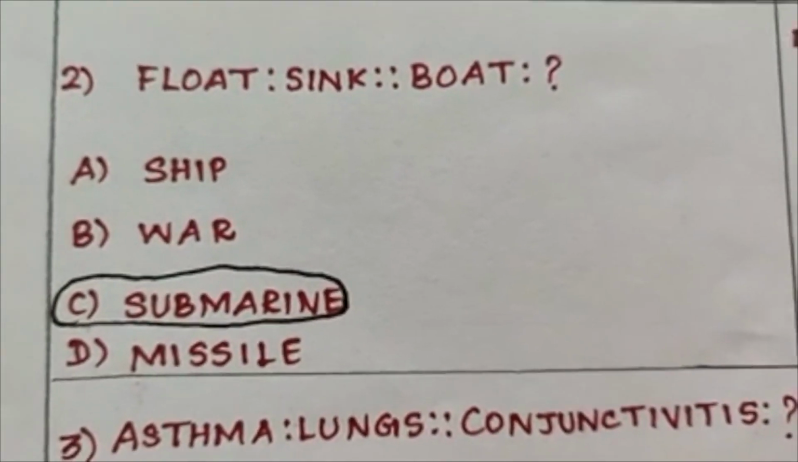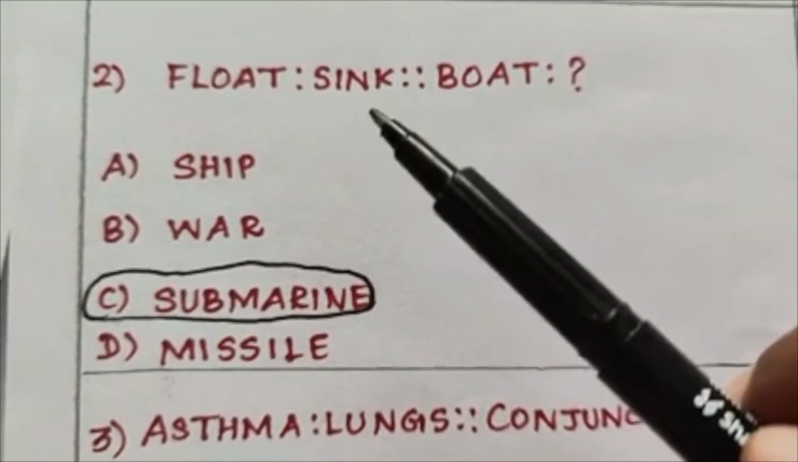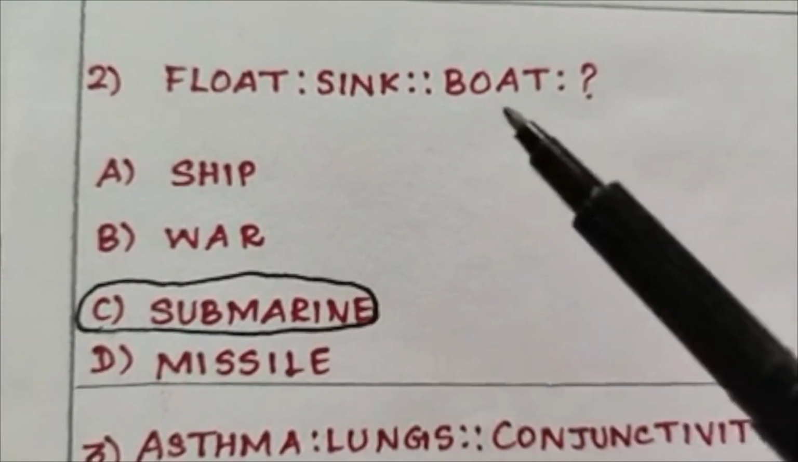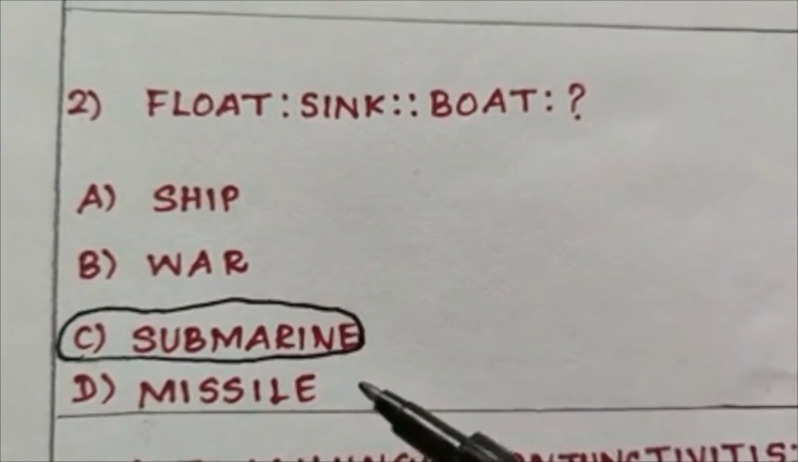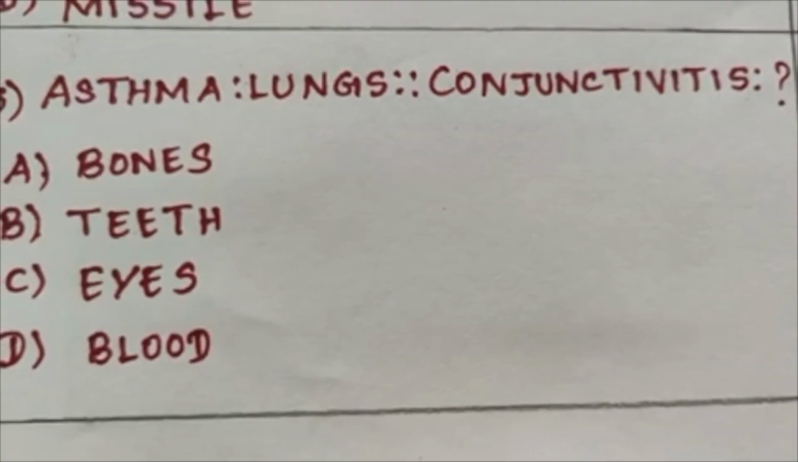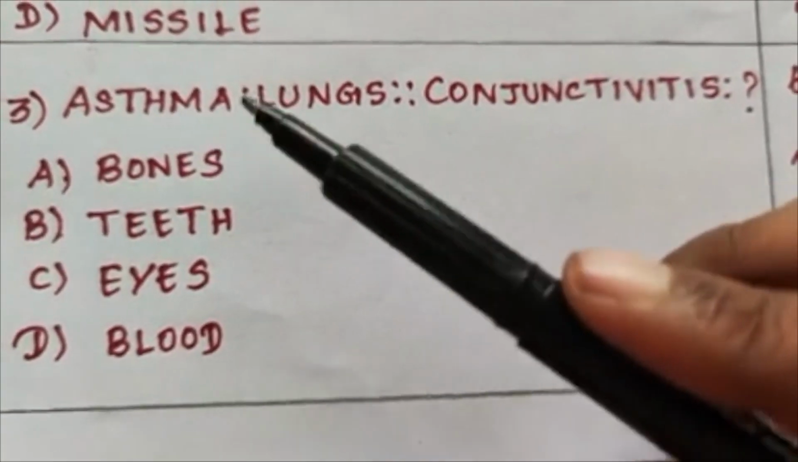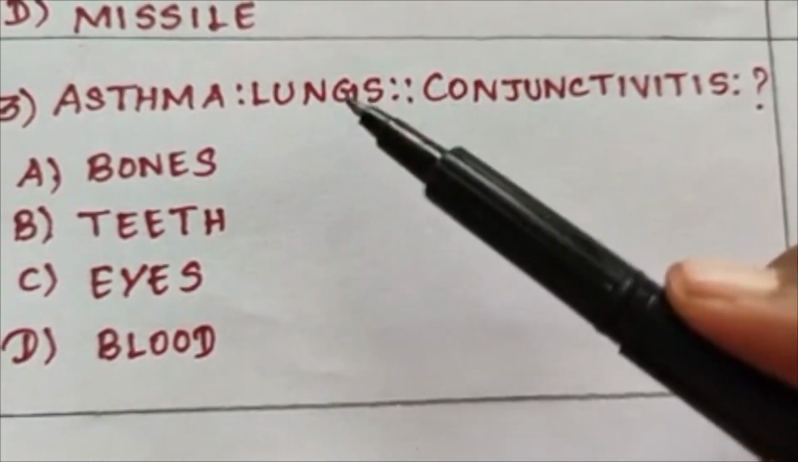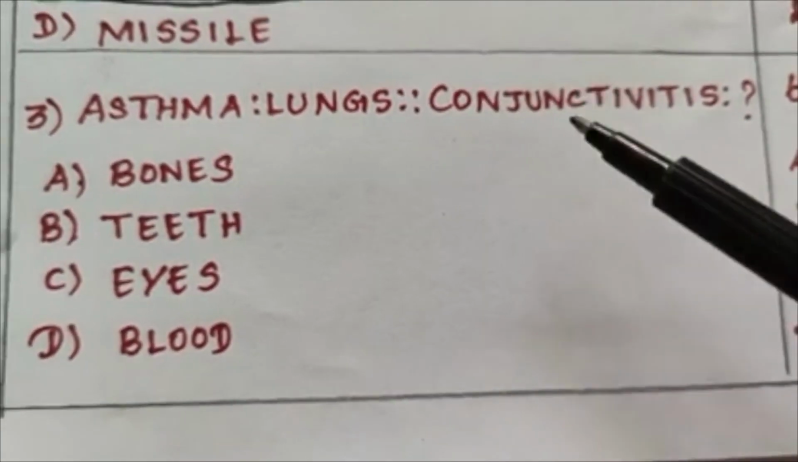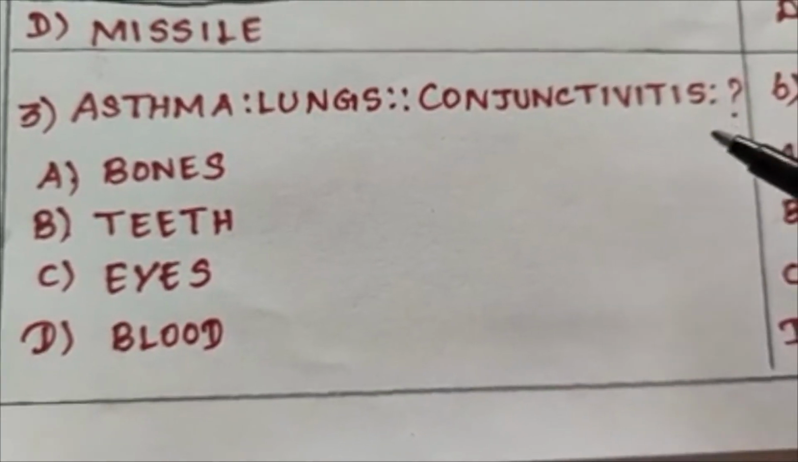Okay. So question: float is related to sink. In the same way, boat is related to submarine. Next, question number 3. Asthma is related to lungs. In the same way, conjunctivitis is related to what?